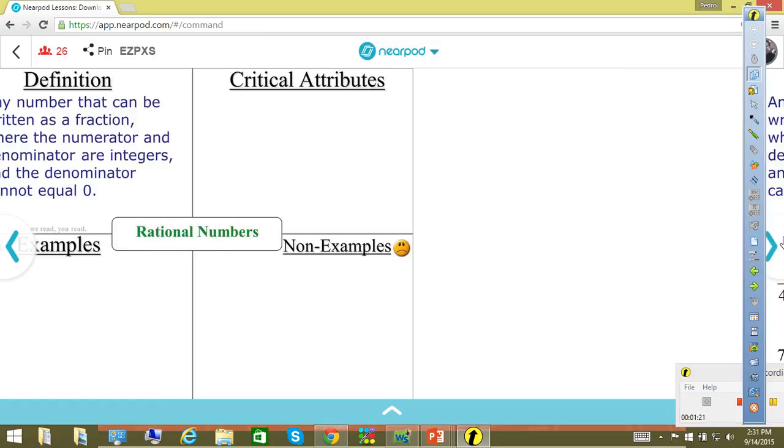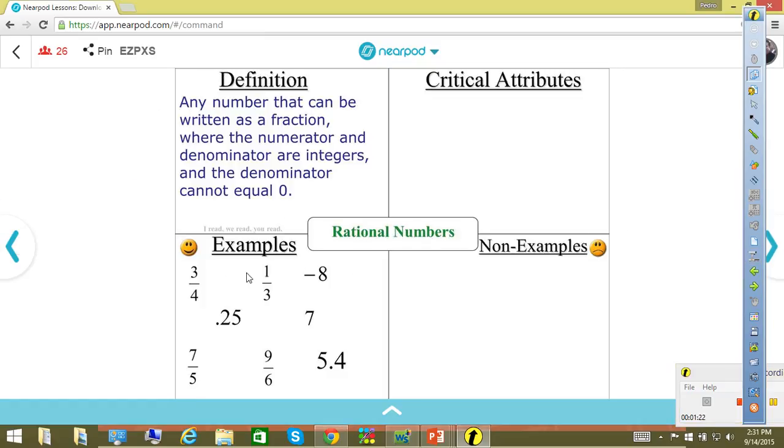Examples: 3/4, 7/5, 0.25, 1/3, 9/6, 5.4, 7, and -8. All those are examples of rational numbers. Copy that, please. All right?